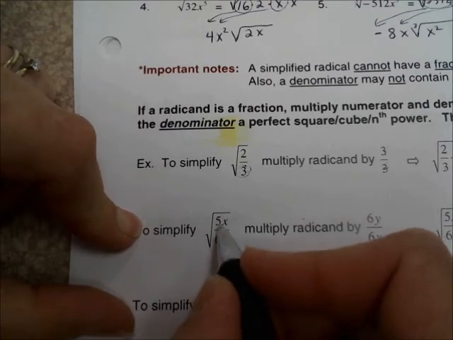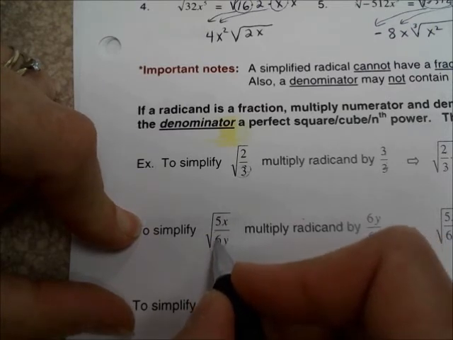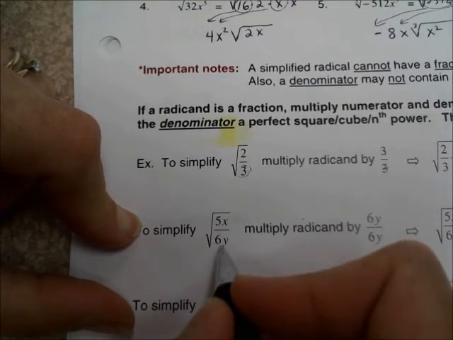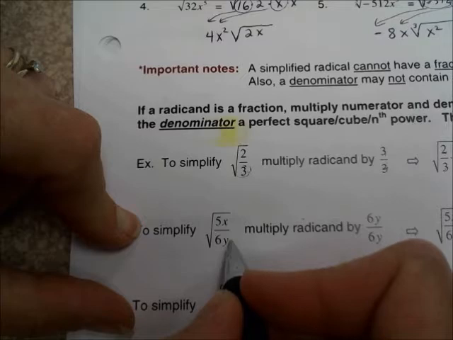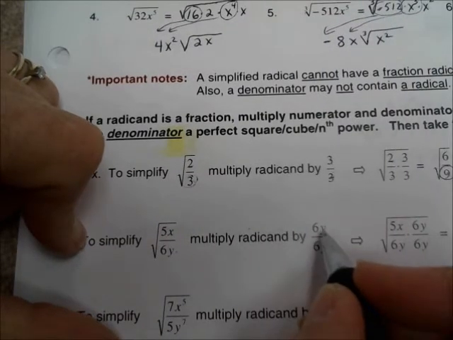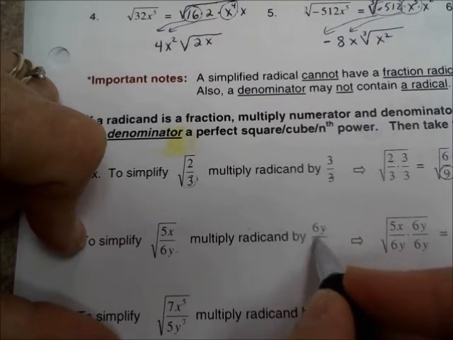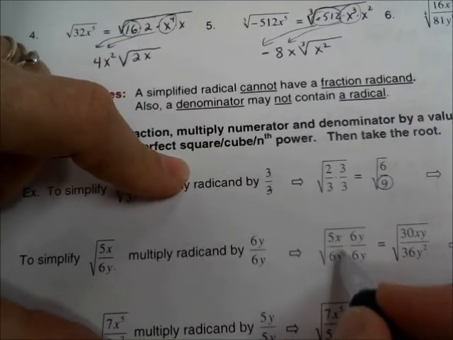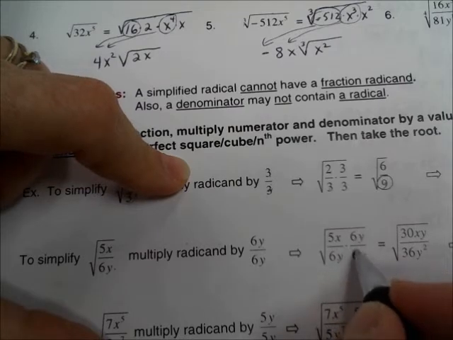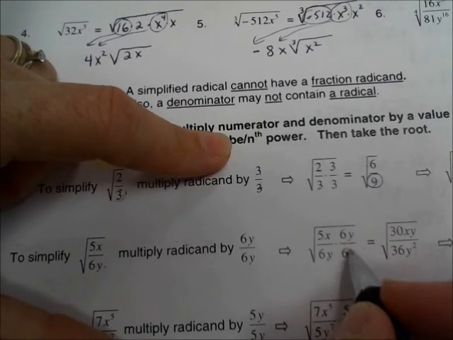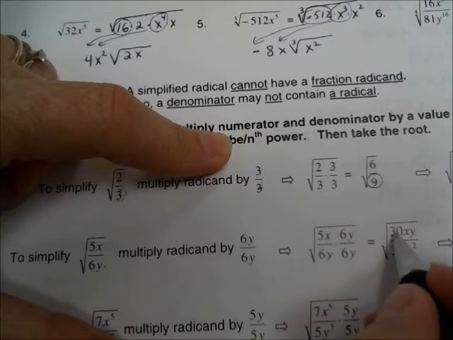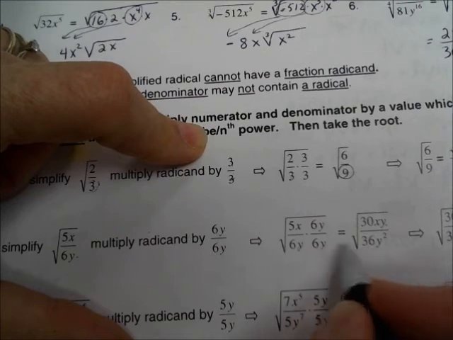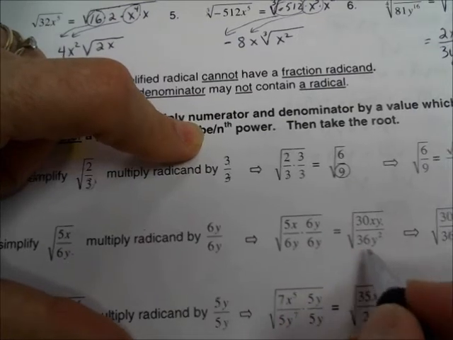In this example, we have 5x over 6y, and 6 is not a perfect square, neither is y. So we're going to create a perfect square in the denominator by multiplying the top and bottom by 6y. Remember, 6y over 6y equals 1. So if we multiply 5x over 6y by 1, in the form of 6y over 6y, 5 times 6 is 30. X times y is xy. 6 times 6 is 36, and y times y is y squared.